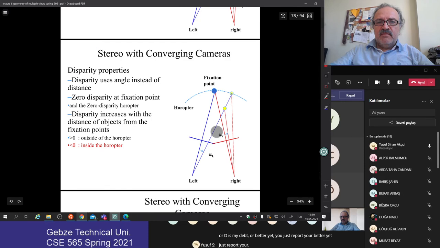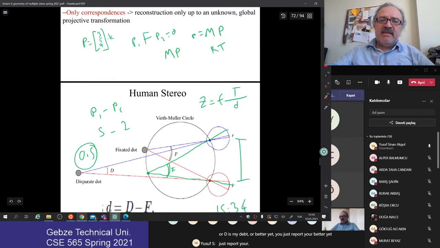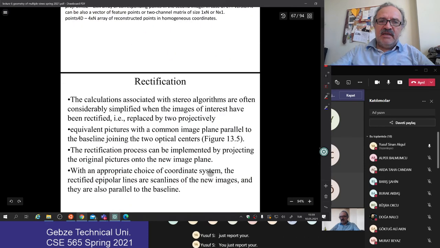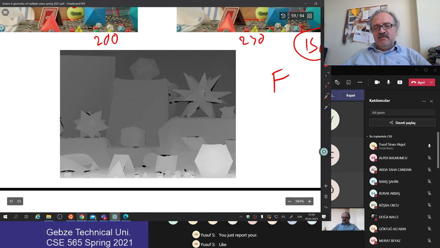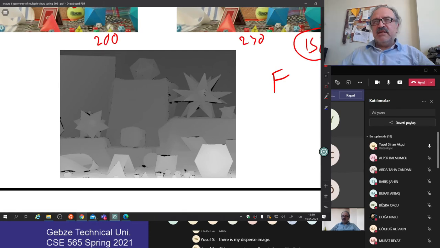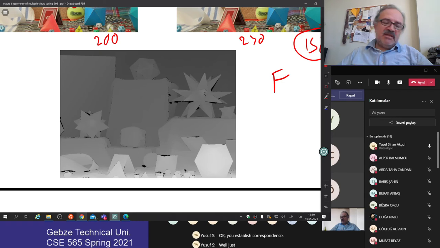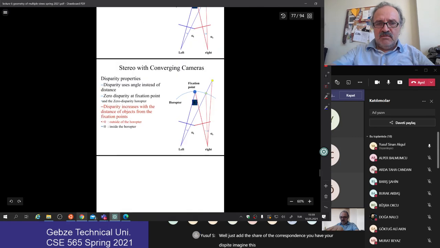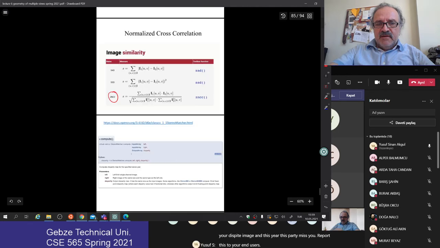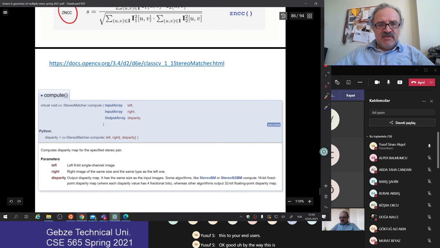Or better yet, you just report your disparity image. Okay, you report your disparity image like that. You establish correspondence. Once you establish your correspondence, you have your disparity image, and this is your disparity image. You report this to your end user. Okay, good.